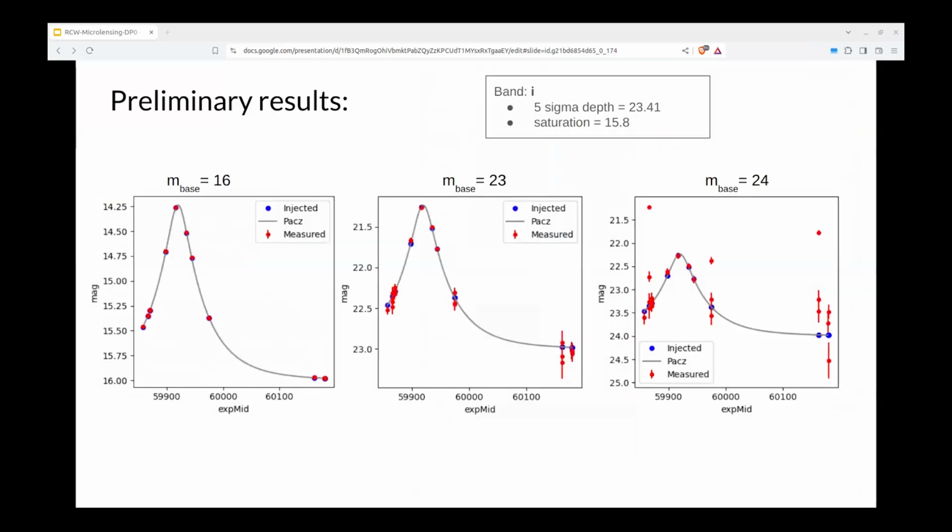Here is a simple test and study that was done, which is to inject a range of magnitudes. In these cases, we have magnitudes 23 and 24, where we test the extracted light curve approaching the 5 sigma depth, which for the I-band is 23.41. And as expected, they have the greater errors. Meanwhile, approaching the saturation magnitude, we have pretty small errors, also as expected.